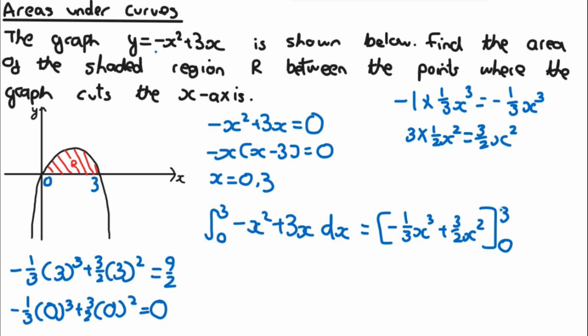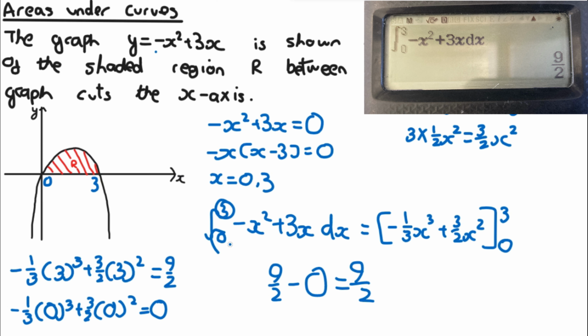So therefore, in order to get the answer, we have to sub in 3 and minus the number that we get when we sub in 0. So it's going to be 9 over 2 minus 0, which is obviously just going to be 9 over 2. So the area of R is going to be 9 over 2, and again you can check your answer by putting this integral into your calculator with 3 and 0 to check if it also gives that 9 over 2, and it does.